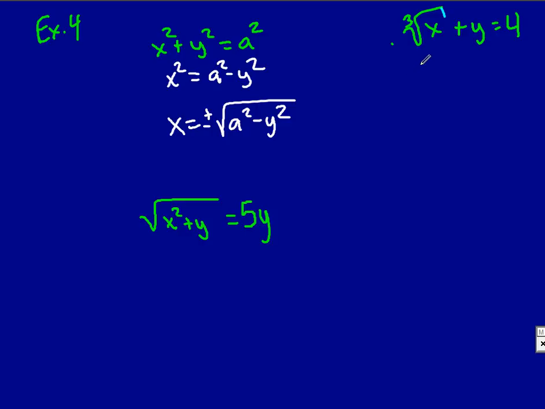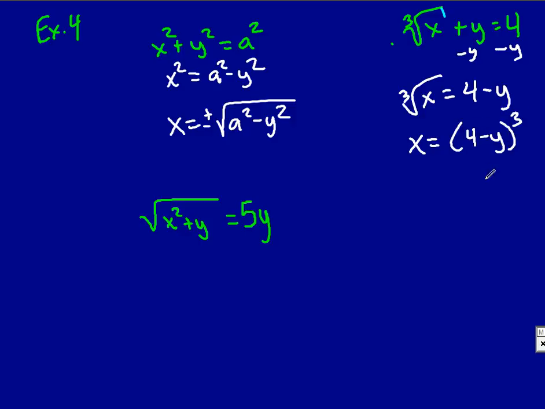This one up here, I'm going to first move the y. So the cubed root of x will equal 4 minus y. And then to get rid of a cubed root, I cube both sides. And I'm just going to keep it just like that. 4 minus y, that quantity cubed. I don't need to simplify more than that. That is a perfectly valid, legit answer.